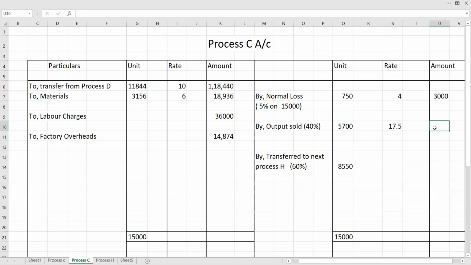17.50, and now we have to calculate the amount. So how to calculate this? Units into rate, you will get the amount, that is 5,700 into rate 17.50. Then we will get our amount, that is 99,750.